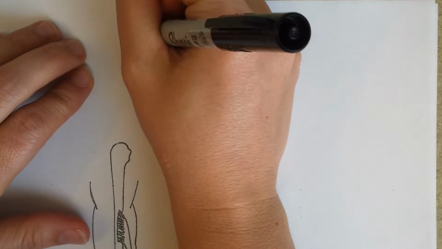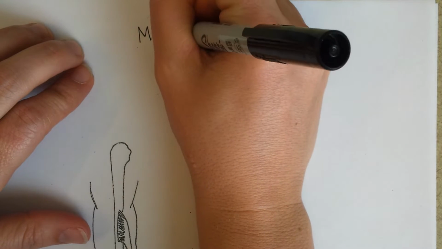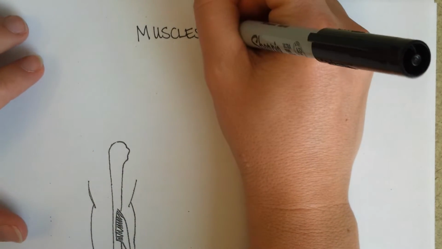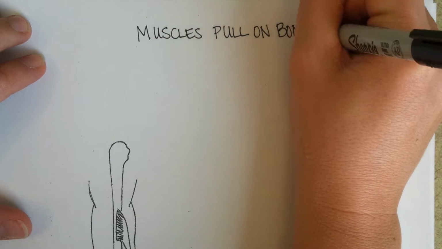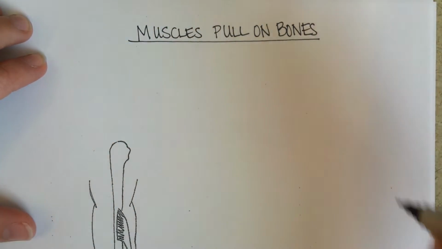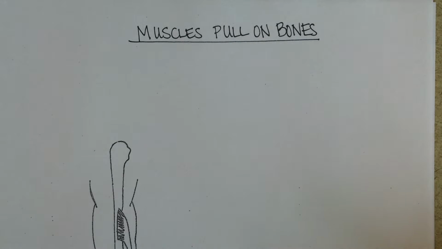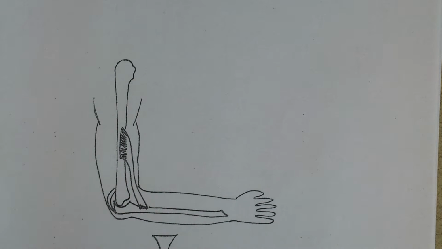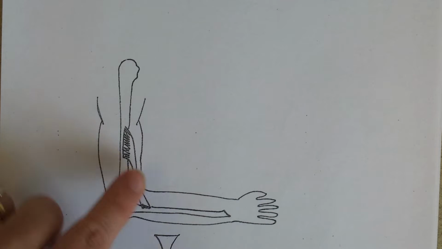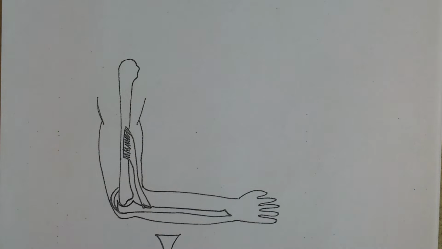Muscles pull on bones. This page will look at how that happens. So we'll just take an imaginary muscle here. Here's a muscle attaching from the humerus down to the radius.